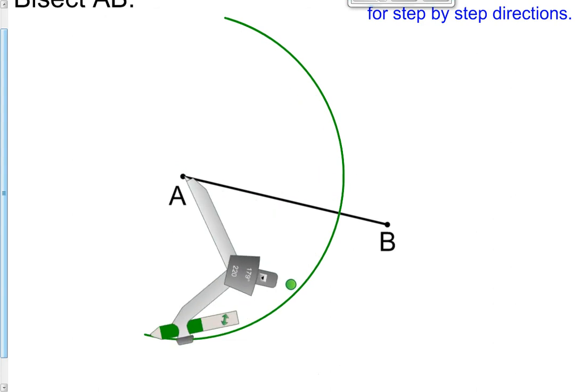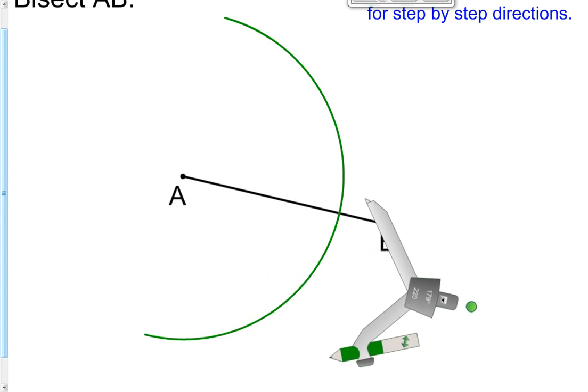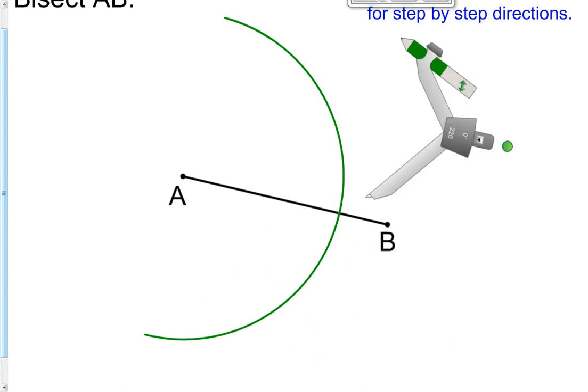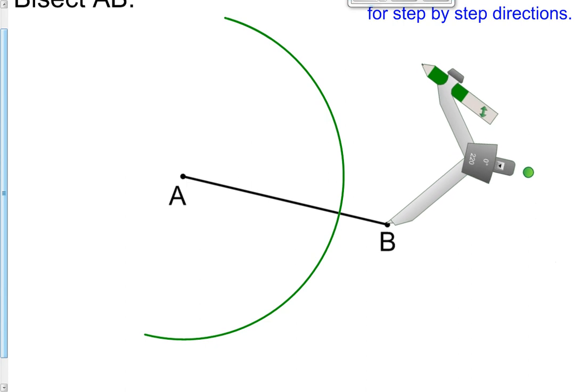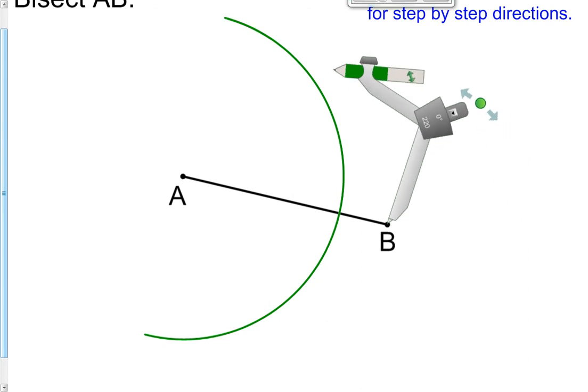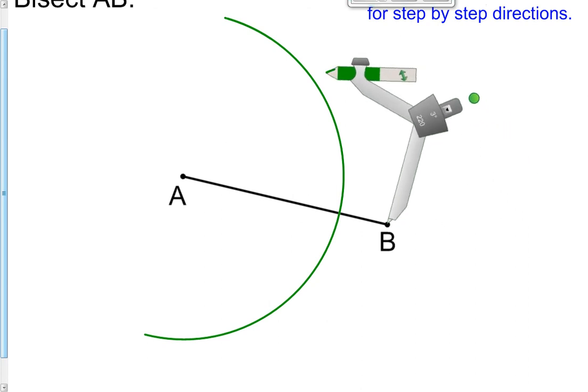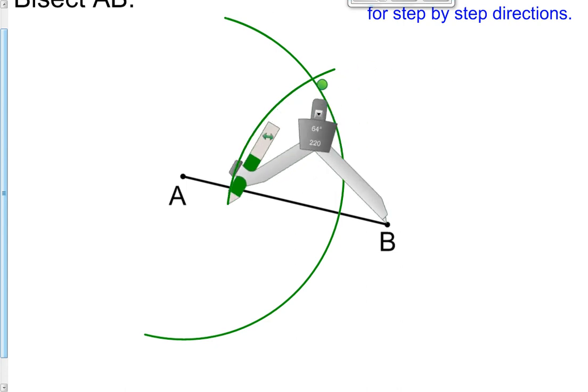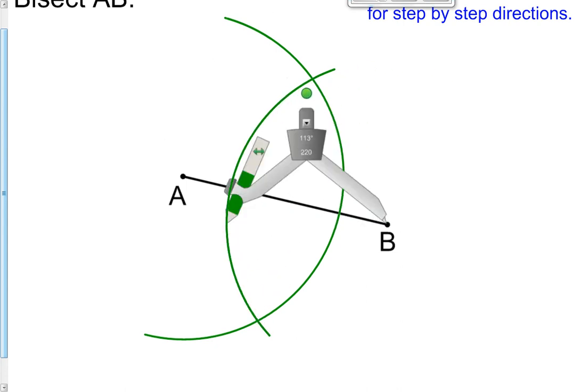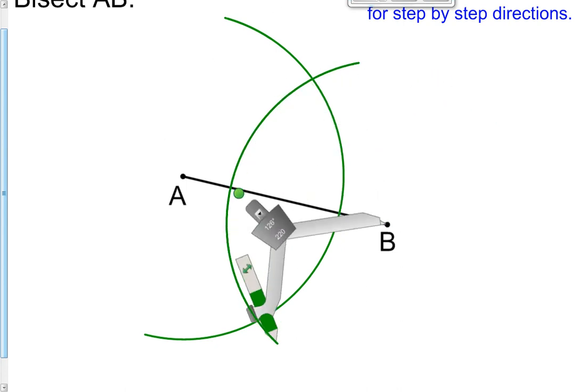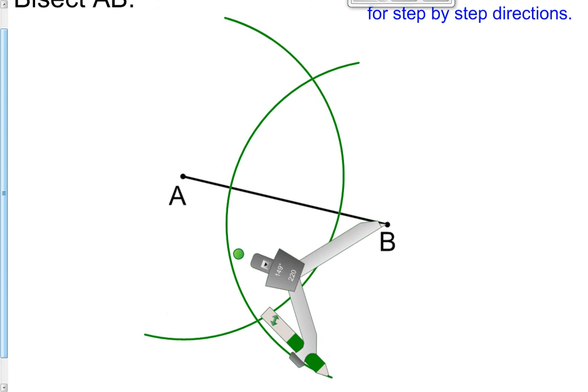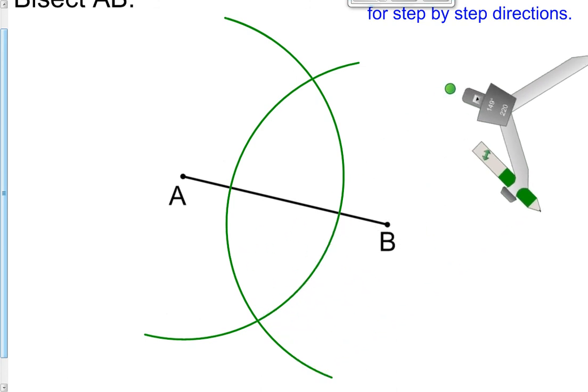Now we're going to do the exact same thing, so keep that same compass setting and put it at point B. So here's point B, and now you're going to draw a big arc again from the top of segment AB to the bottom of segment AB, and it should intersect the first arc that you drew in two different spots. One right there, and one right there. So now you have drawn two arcs that intersect each other in two different places.